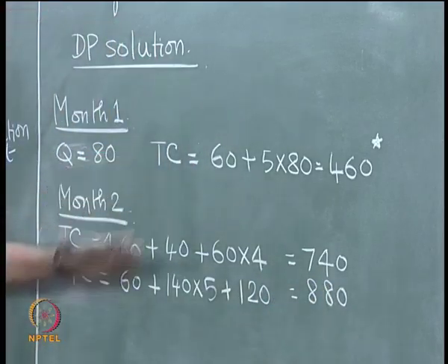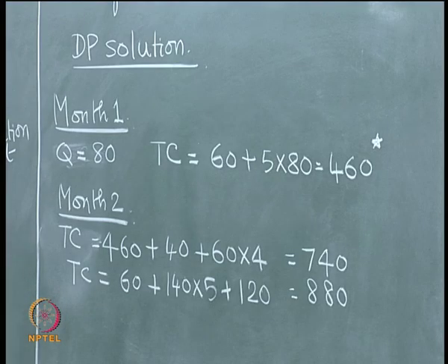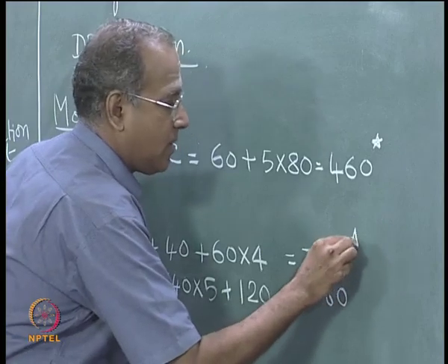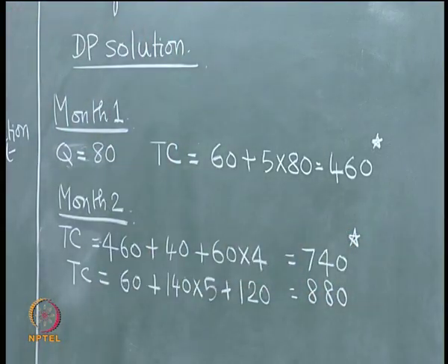Now, the demand of months 1 and 2 put together can be met in 2 ways, one which gives us a cost of 740, the other that gives us a cost of 880. And since we are trying to minimize, 740 is the best way to do this. Now, we go to month 3.